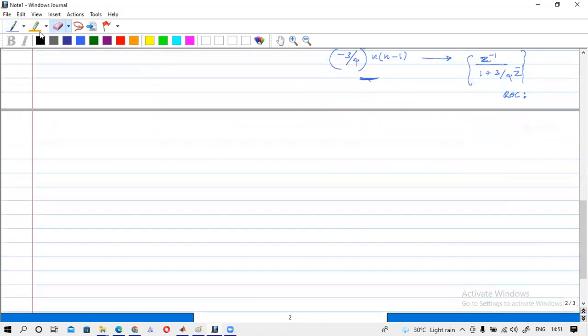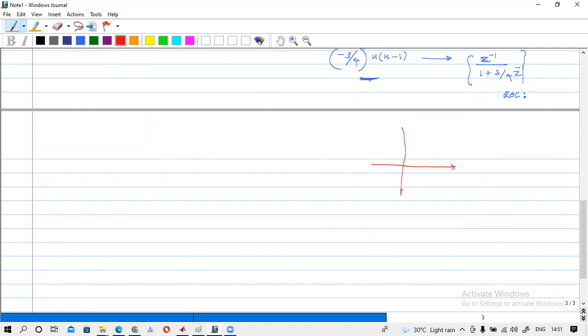It's here. Okay. So if I mark it on the Z plane, that means on the complex plane, here we have real Z, and here we have imaginary Z. The magnitude of Z should be greater than 3 by 4. So that is the ROC for minus 3 by 4 to the power n u[n]. So this is the ROC for this function.